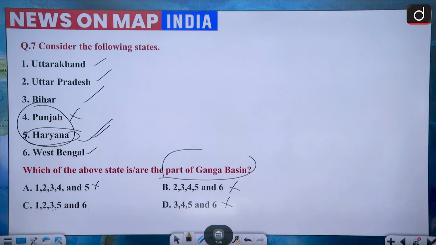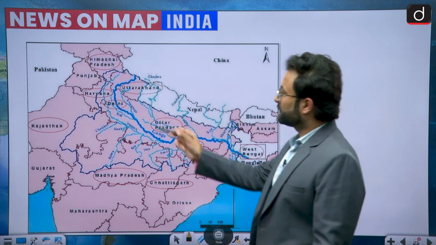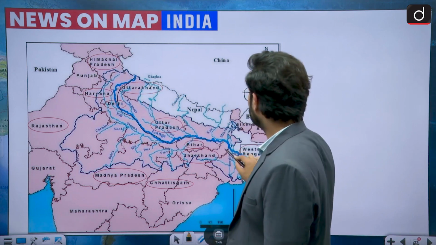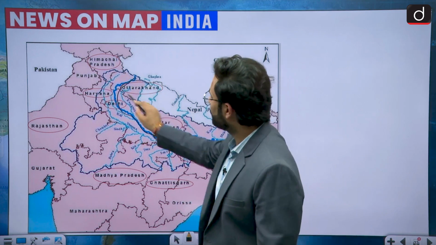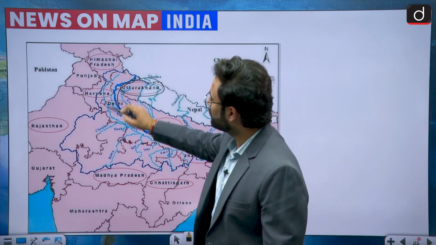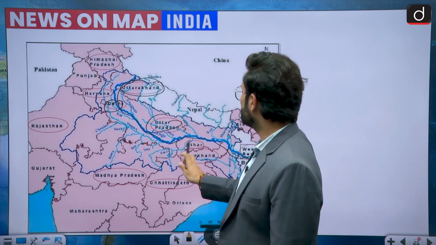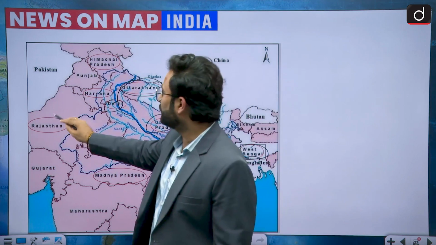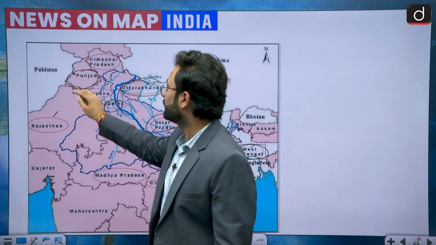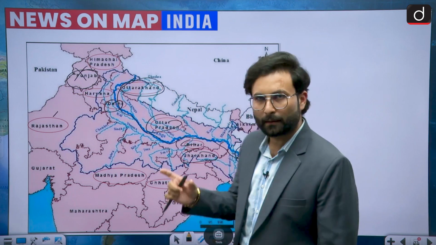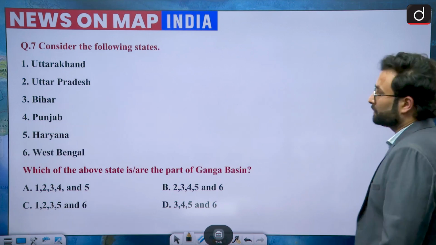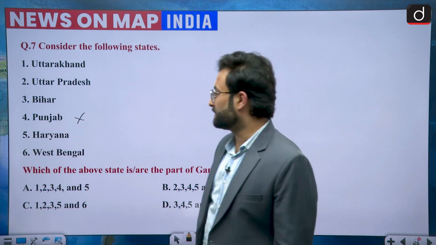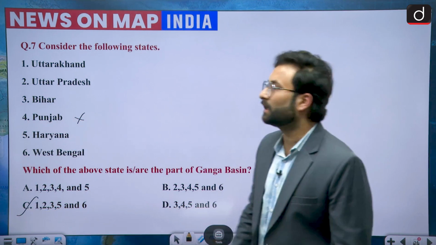So let's see the map. Here you can see this is the course of Ganga river. You can see it started with Uttarakhand, then Haryana, and then Delhi, Uttar Pradesh, Bihar, Jharkhand and West Bengal. Here you can see Rajasthan and Punjab are not part of it. So that is why Punjab is not in your answer. So we eliminate Punjab, and the others will be your answer: 1, 2, 3, 5 and 6. Option C would be your right answer.